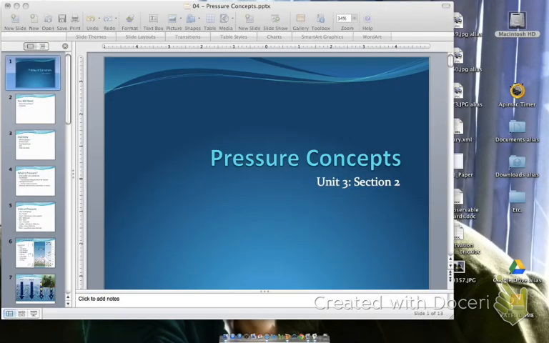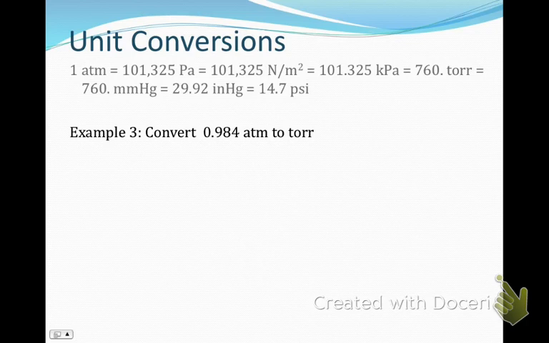Alright. Okay. So, example 3, convert 0.984 ATM into torr. So, let's check the equivalencies. I have ATM. I'm going to highlight that. And I want torr at the end. So, I'm going to highlight that. That's going to be my conversion factor.